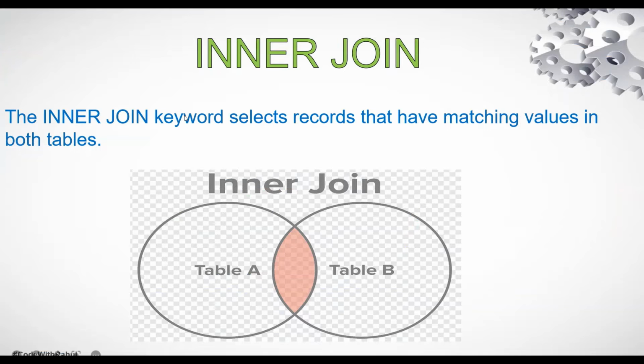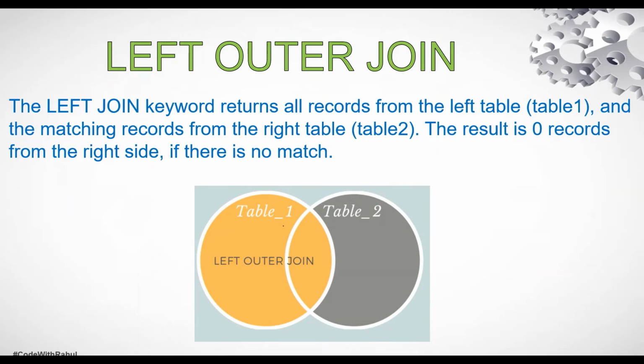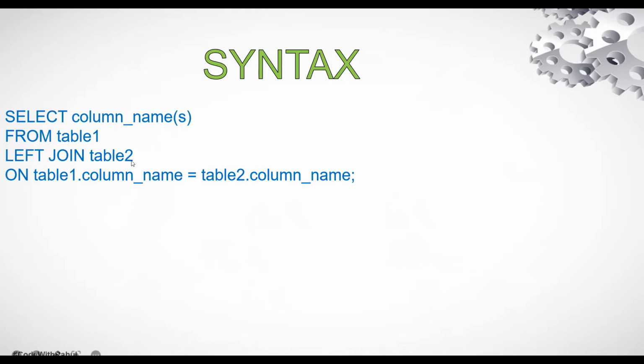Now let's come to the second join, syntax we have already seen. Left outer join. The left join keyword returns all the records from the left table and the matching records from the right table. The result is zero records from the right side if there is no match. So here is the syntax.